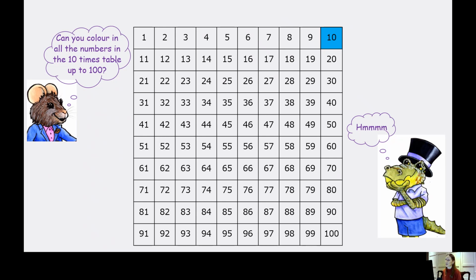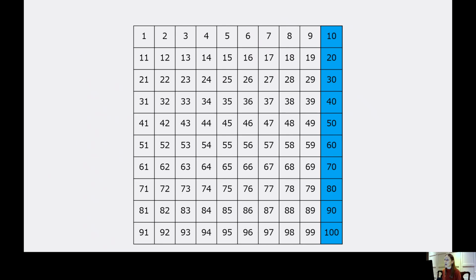Okay, how have you got on? Have you coloured in all the numbers in the 10 times table? Let's have a look. So here's the answers. Did you get all of those numbers coloured in? Now I wonder, can you see any patterns with the numbers that you've coloured in? Have a look at those numbers and see, do they have anything in common? Well, here's Maureen with one idea. I wonder if you've got the same idea.